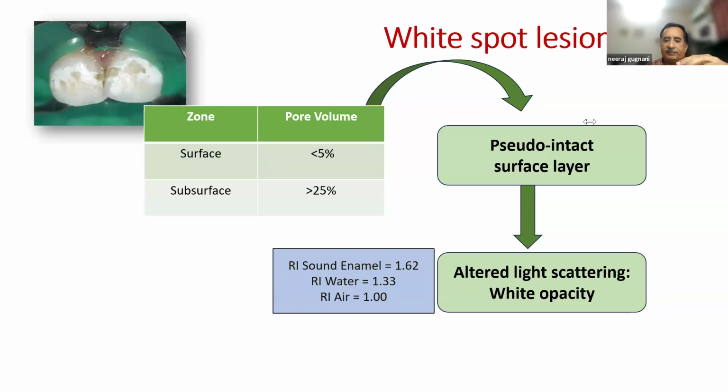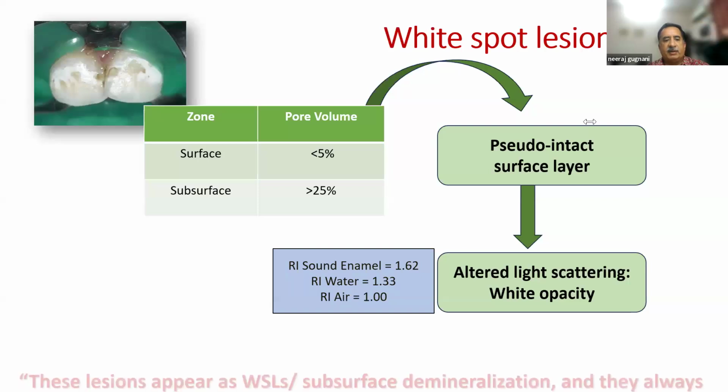If you dry the lesion, then the water will go away, and now the pores will be filled with air. Now the refractive index of the air and the sound enamel is even further apart. So that's why on drying the lesion, these white opacities become more accentuated. This is also one of the tests to differentiate between lesions of caries and those because of fluorosis or other developmental lesions: when we dry the lesion, if it becomes accentuated, that simply means that the water is going away and those pores are getting filled with air. That's why these white opacities appear.